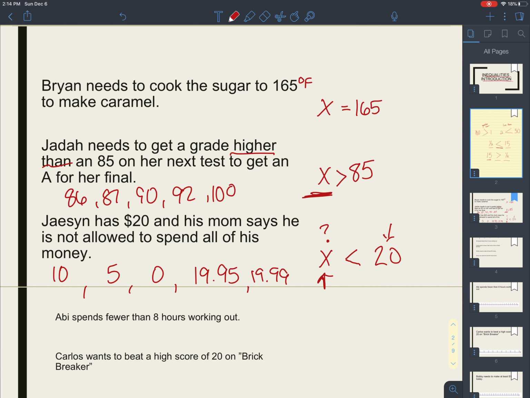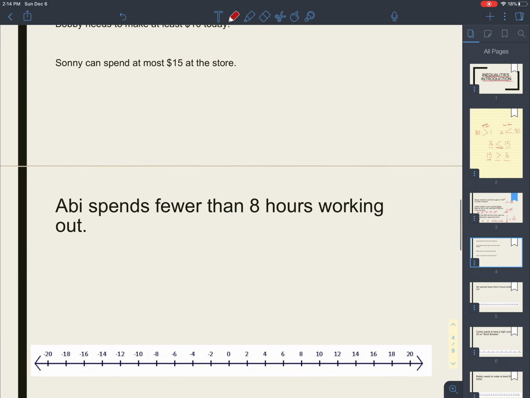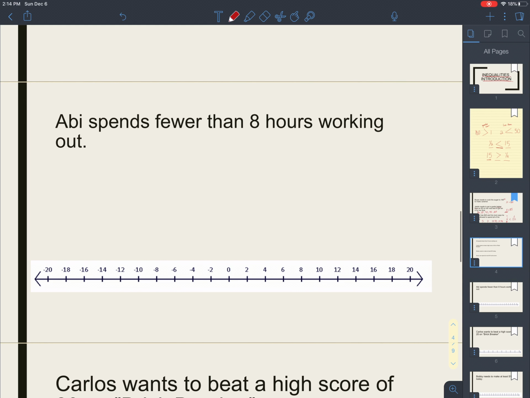So today we're going to quickly talk about just a few simple examples of inequalities, and we're going to talk about what some solutions could be. We're going to write the inequality and we're going to graph it. And then you're going to practice that later.